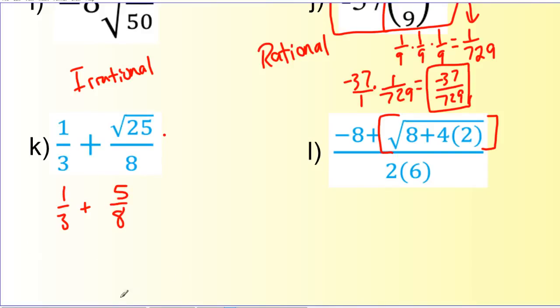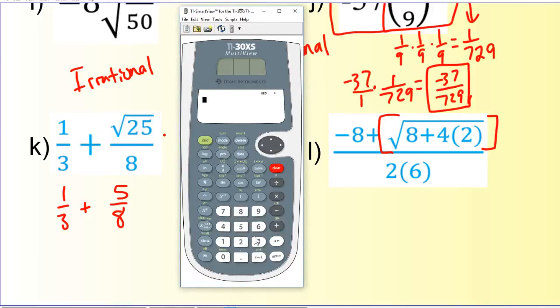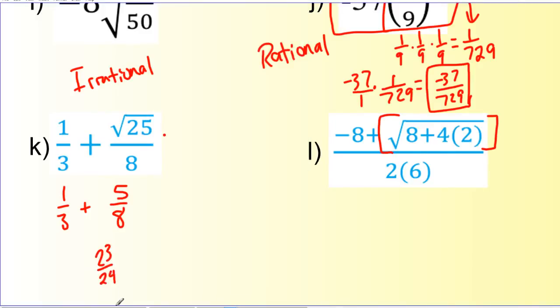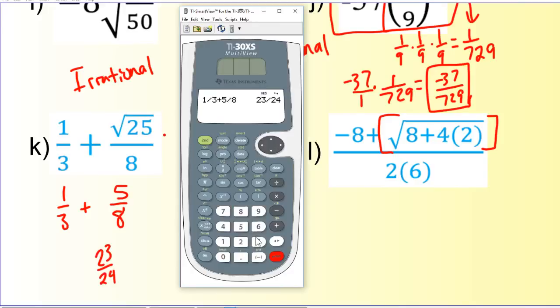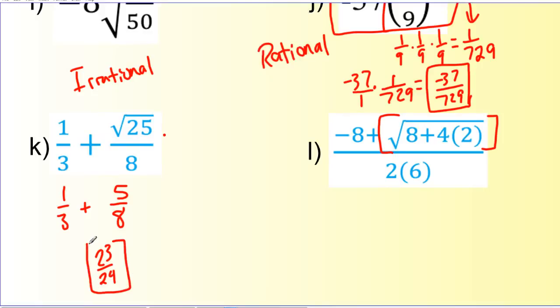So I'm taking 1/3 plus 5/8, and I don't know what that is off the top of my head, but I can figure it out. 1/3 plus 5/8 equals 23/24. Now, if you went a step farther and divided 23 by 24, it looks like we end with a repeating decimal. It's rational. Also, if you stopped right here and said, that's a nice pretty fraction, you're absolutely right. It is a nice pretty fraction, and that is rational as well.